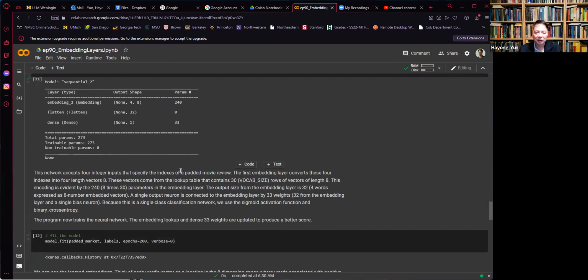There are various uses, but I just wanted to introduce this embedding layer, which is originally used in NLP, natural language processing, but it has other uses that are useful too.